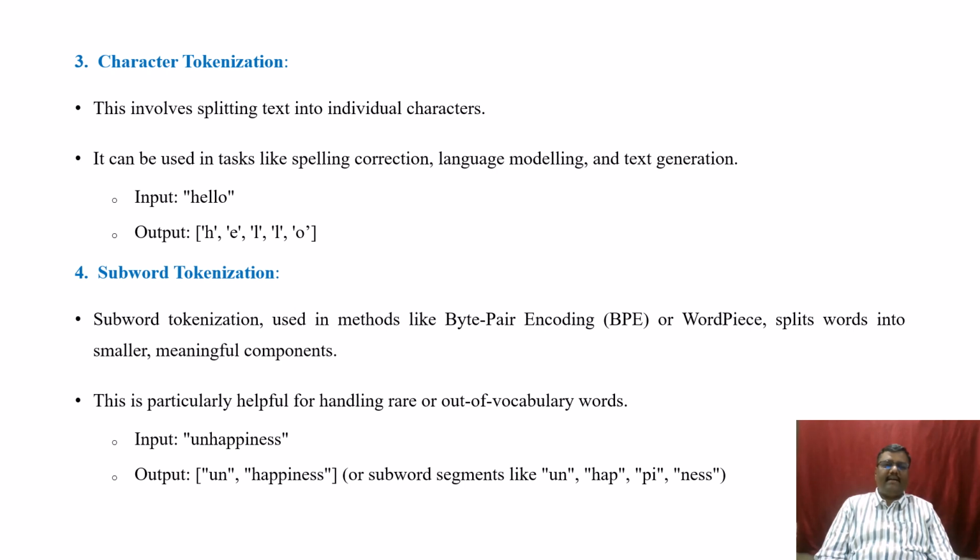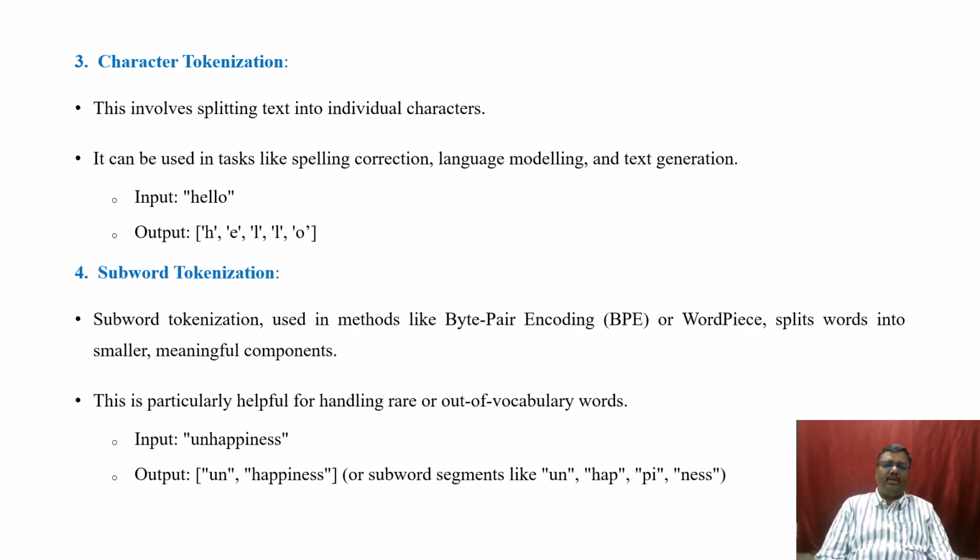The third one is character tokenization. This involves splitting text into individual characters. It is useful in tasks like spelling correction, language modeling, and text generation. The example is given here. Here I have given the word hello as input, and the final output will be like this: each individual letter is converted into a token.